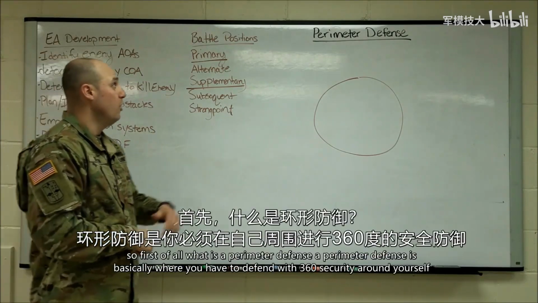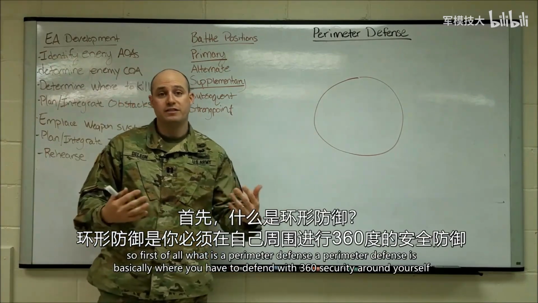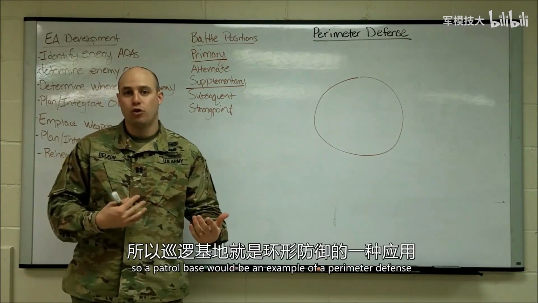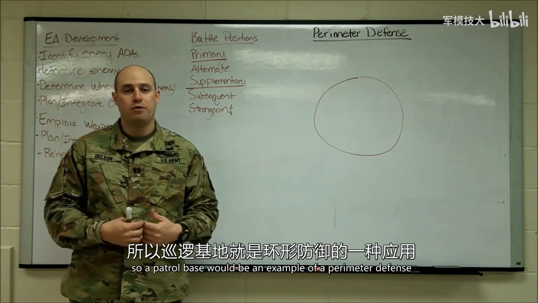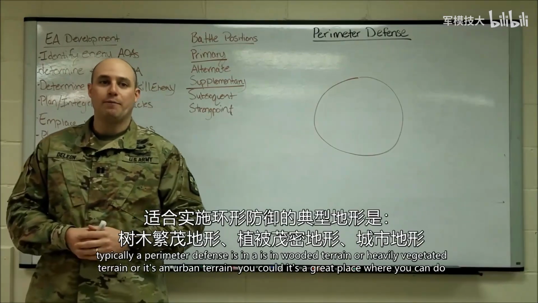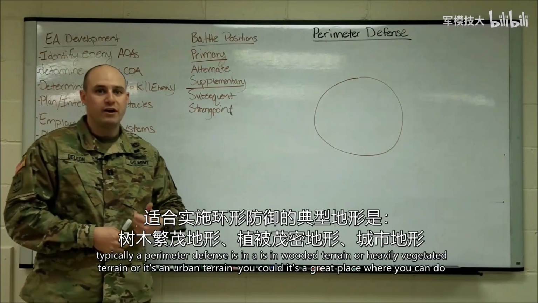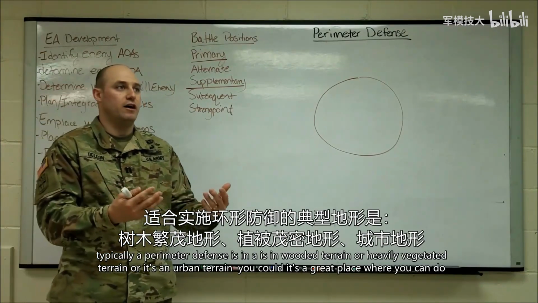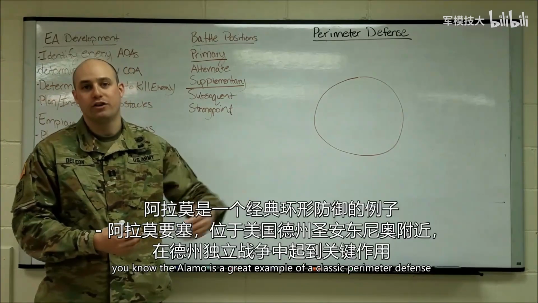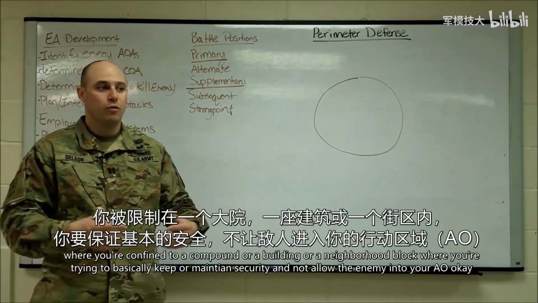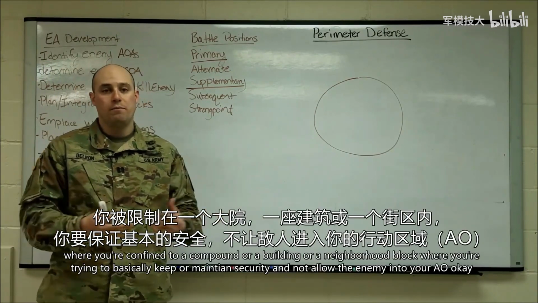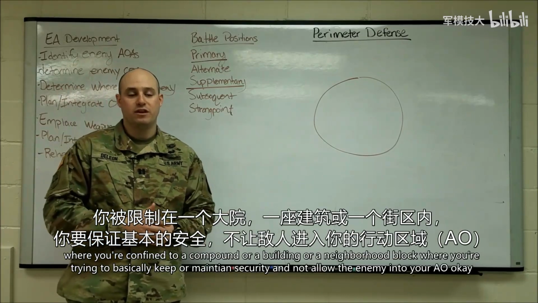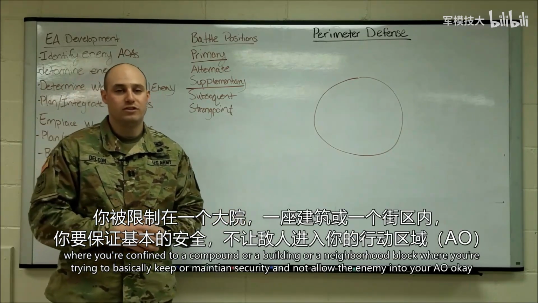Okay, so first of all, what is a perimeter defense? A perimeter defense is basically where you have to defend with 360 security around yourself. So a patrol base would be an example of a perimeter defense. Typically, a perimeter defense is in wooded terrain or heavily vegetated terrain, or it's in urban terrain. The Alamo is a great example of a classic perimeter defense, where you're confined to a compound or a building or a neighborhood block and you're trying to maintain 360 security and not allow the enemy into your AO.